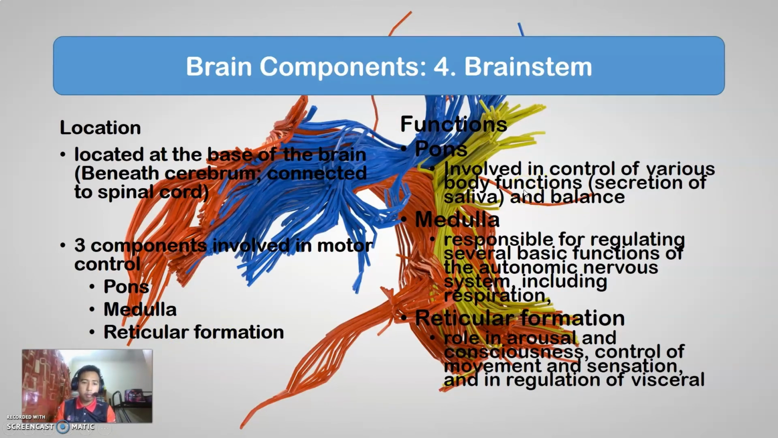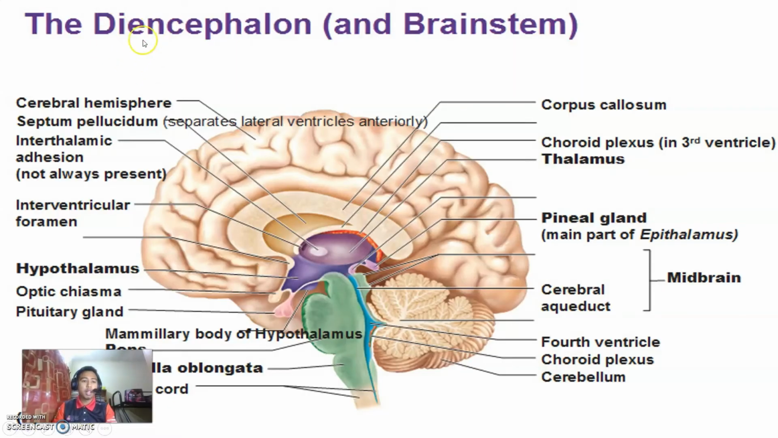The pons is involved in control of various body functions such as secretion of saliva and balance. The medulla is responsible for regulating several basic functions of the autonomic nervous system, including respiration. The third one is the reticular formation, which has a role in arousal and consciousness, control of movement and sensation, and regulation of visceral functions. As you can see, same as the previous figure that I showed you in the encephalon, this is the pons, this is the medulla, and this is the brainstem here.